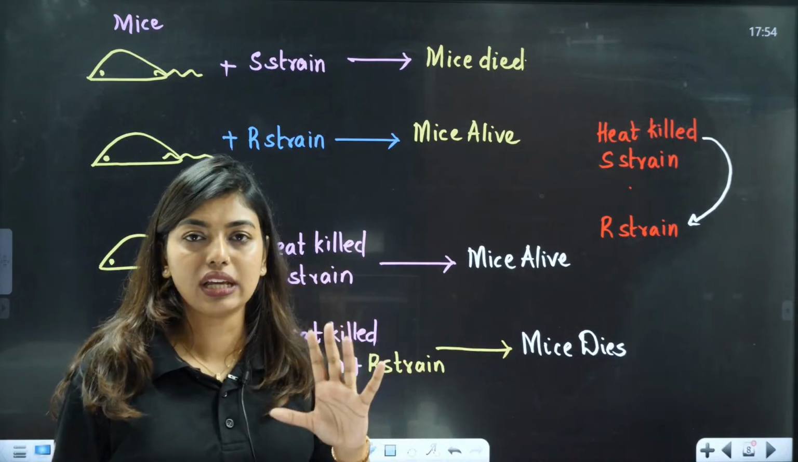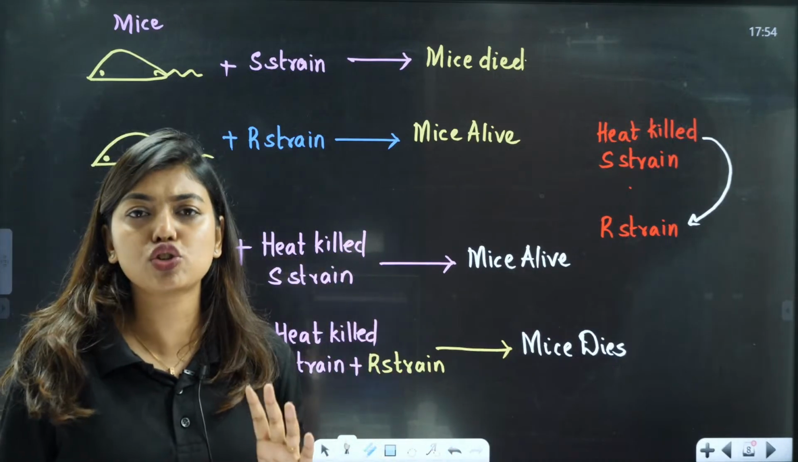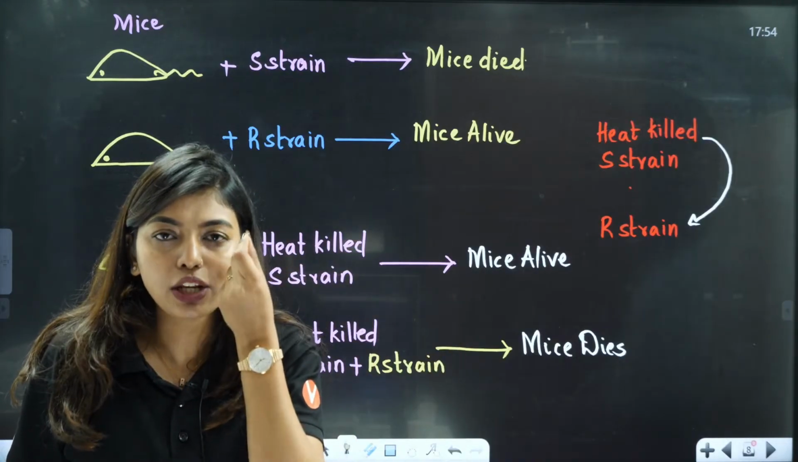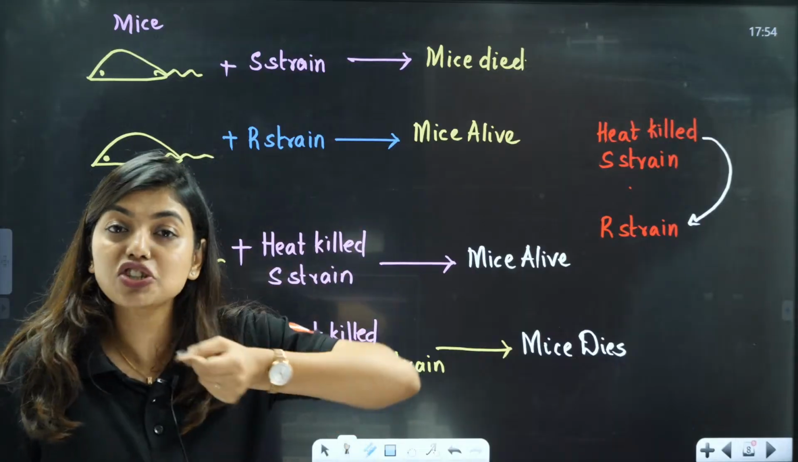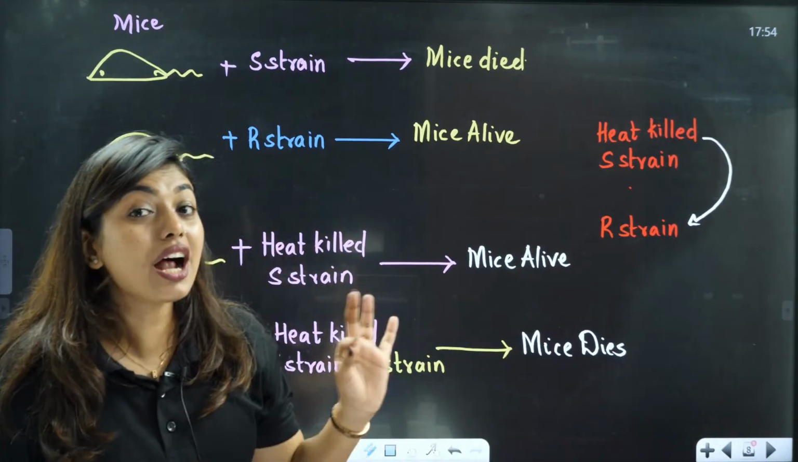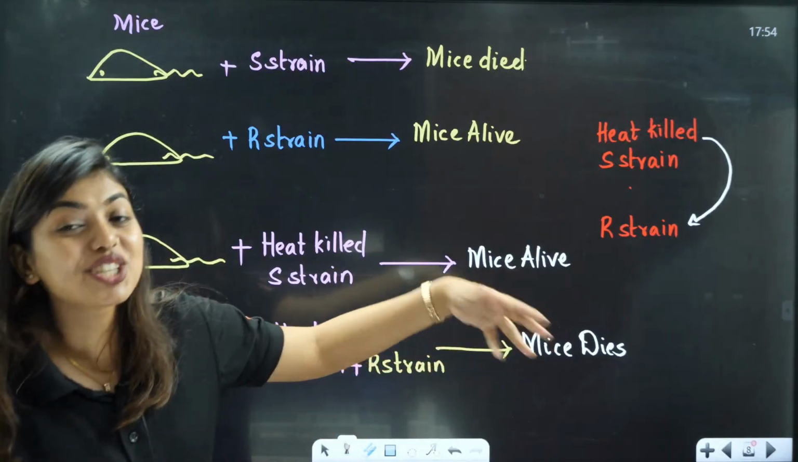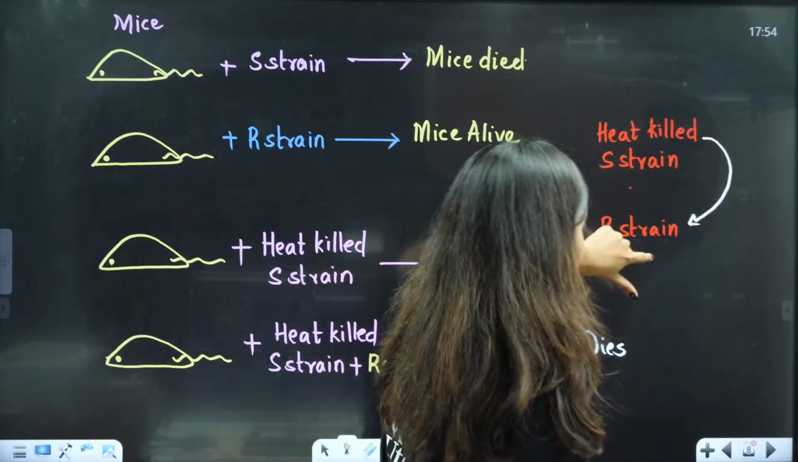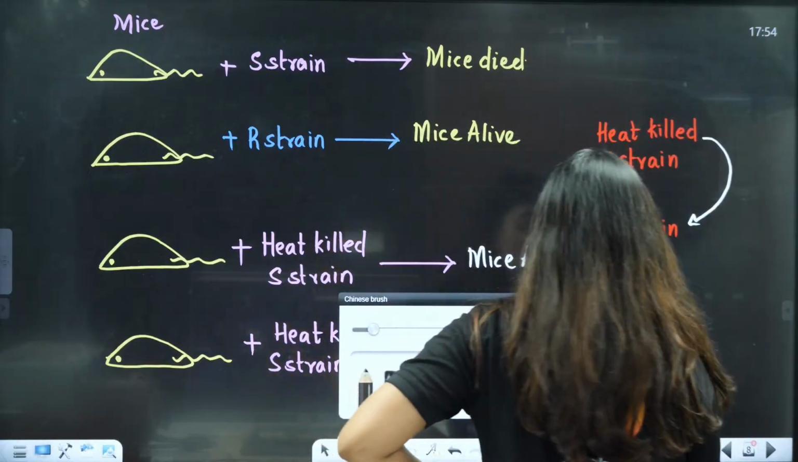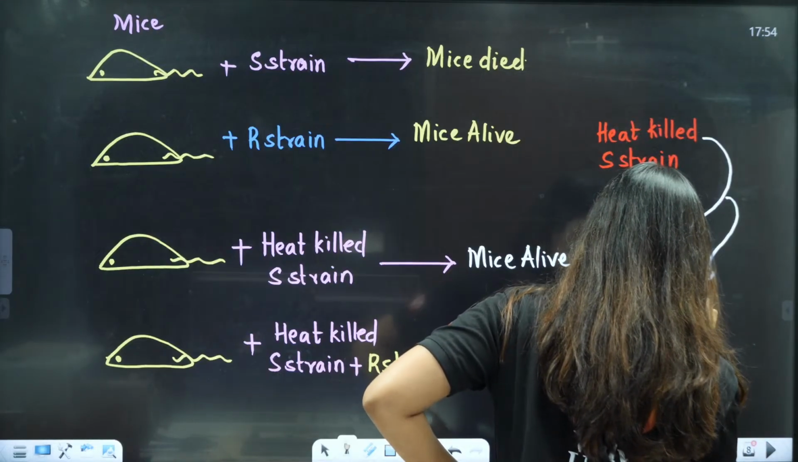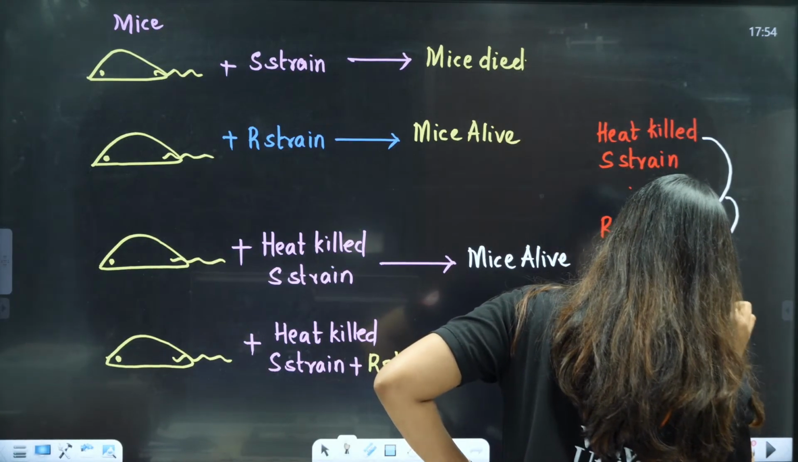In the same way here, the heat killed S strain is the villain of the story. R strain is the hero of the story. But from the heat killed S strain, some element has moved to the R strain. Because it moved, R strain became the villain. R strain became virulent. So from the heat killed S strain something transformed.